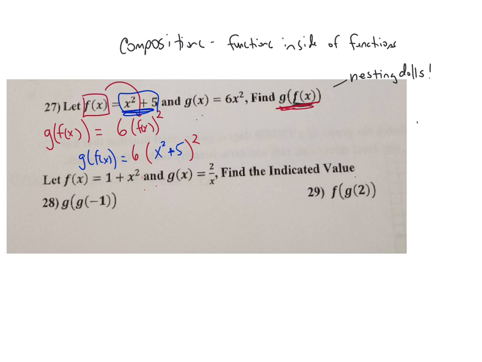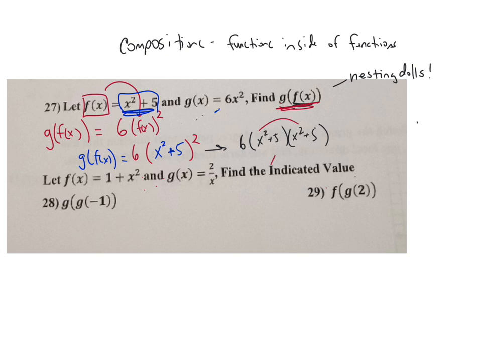Now you have to remember you are not allowed to do this. This is not okay. Do not do that. Everybody tries to do that. Remember, because of that plus 5, that plus sign, you cannot do that. So the only way I really know how to do this is I'm going to write it as 6 times x squared plus 5 next to x squared plus 5, and now I'm going to FOIL.